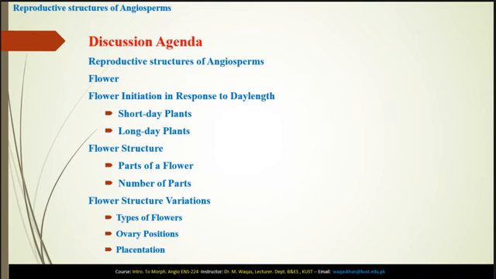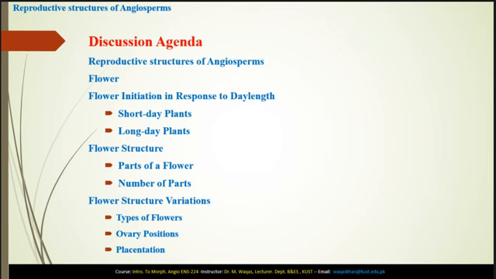The discussion agenda for today's class is the reproductive structures of angiosperms, in which we will have a look at the life cycle of angiosperms. After that, we will talk about the reproductive tissue, that is, flowers of the angiosperms. In flowers, first of all, we will talk about flower production in response to day length, that is, how flowers are produced in short day plants and how flowers are produced in long day plants.